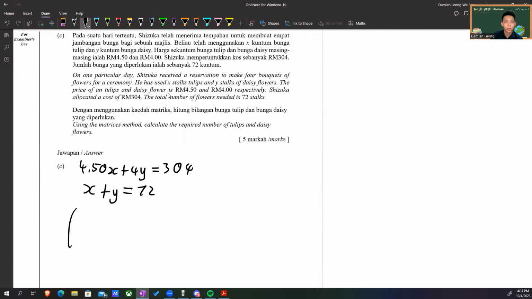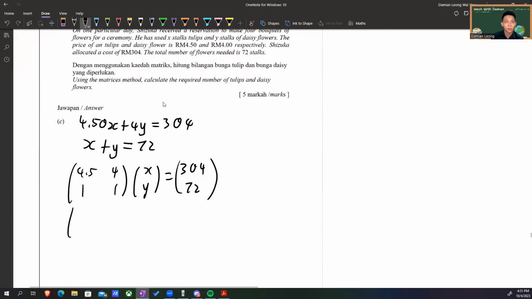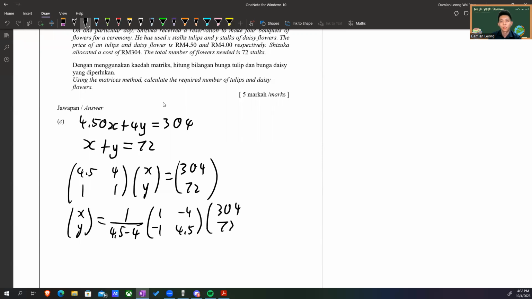So form the matrix 4.5, 4, 1, 1 times x, y equals 304, 72. Just follow. Yeah. Then we solve using matrix method times the inverse of this. Inverse of this will cancel off. Then equals inverse of this on the right. 1 over AD, 4.5 times 1, minus BC, 4 times 1. Switch A and D, negative B and C, and times 304, 72.